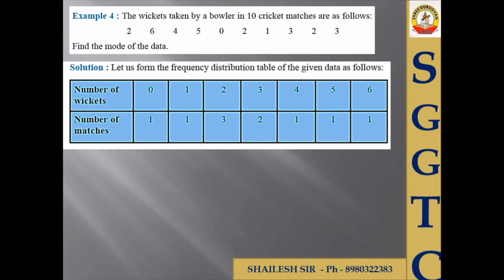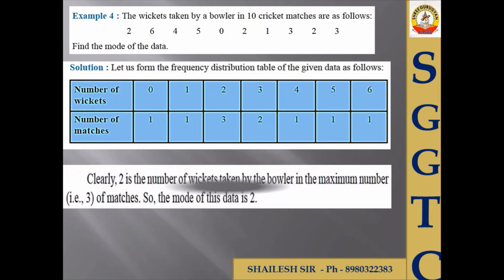But I will explain it table-wise. See the table, number of wickets 0 occurs only one time, so below I write 1 as the number of matches. Now number 1 surely occurs one time, but number 2 occurs here 3 times. Students, the upper row is the number of wickets and the lower row is the number of matches, their occurrence times. 3 wickets occurs 2 times. 4 occurs 1 time, 5 occurs 1 time and 6 also occurs 1 time in the given observations.